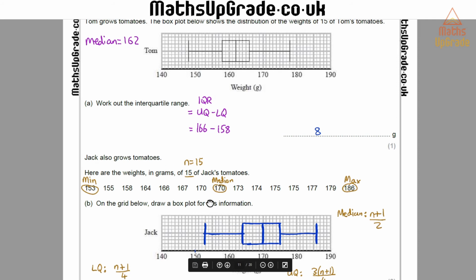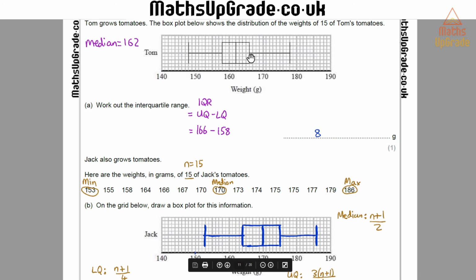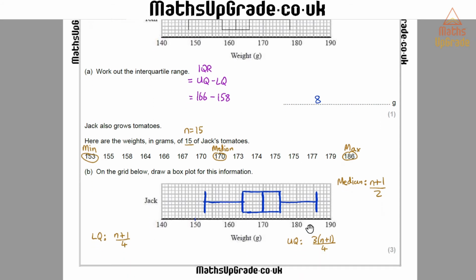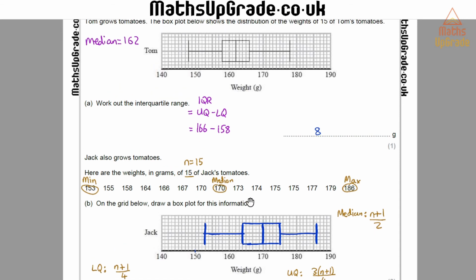The second thing I want to comment on is the interquartile range. The interquartile range for Tom's tomatoes was 8, and the interquartile range for Jack's tomatoes is the upper quartile subtract the lower quartile. So that was 175 subtract 164, which was 11. So you can see that the interquartile range for Tom's tomatoes was smaller.